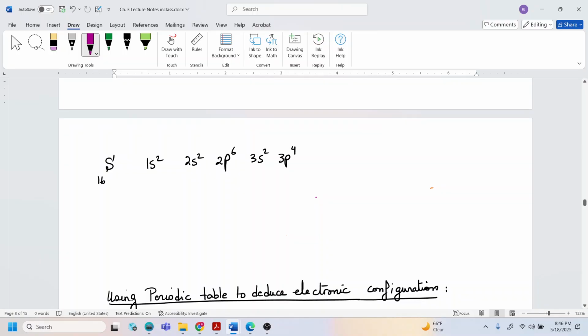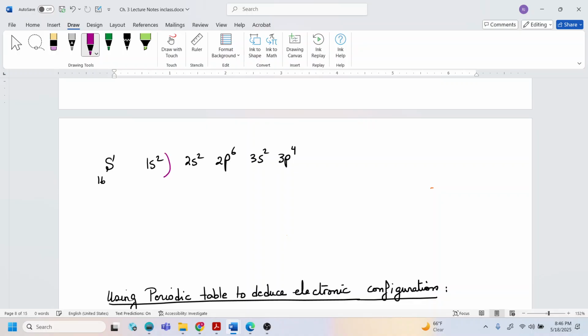Let's have another example. So for sulfur 16, I wrote down the electronic configuration for the sulfur. This is 1s2 2s2 2p6 3s2 3p4, so you do have 16 electrons in there. I stopped at the 3p4. Still, n equal to 3 is not completely filled.